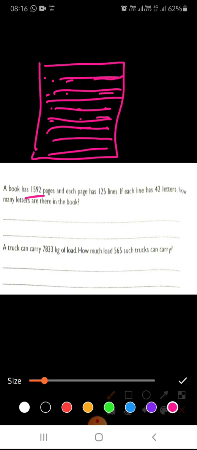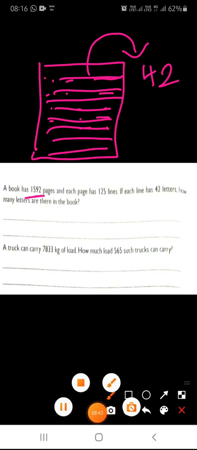And if each line has 42 letters, in each line how many letters are there? 42 letters are there in one line. So you have to find how many letters are there in the whole book. Okay, so children, in this case what do we know?